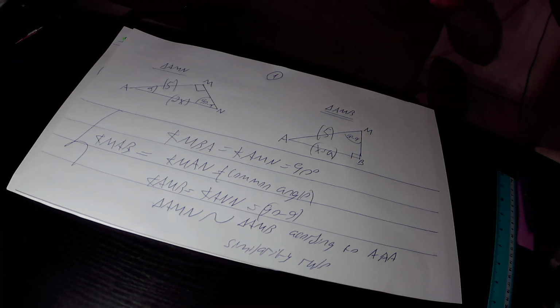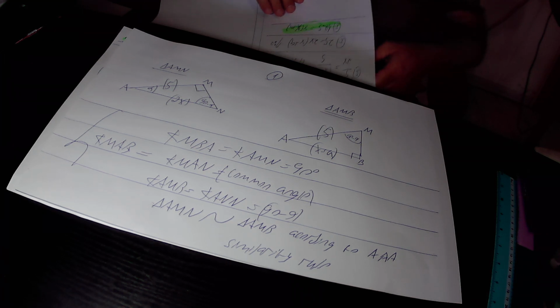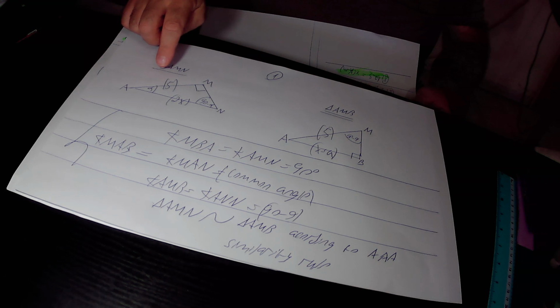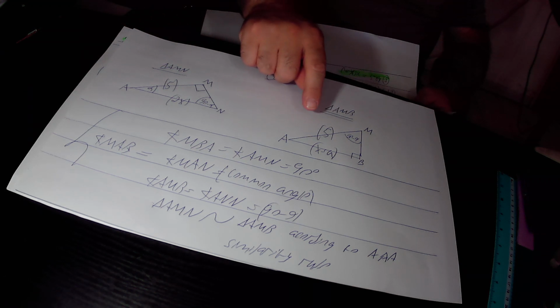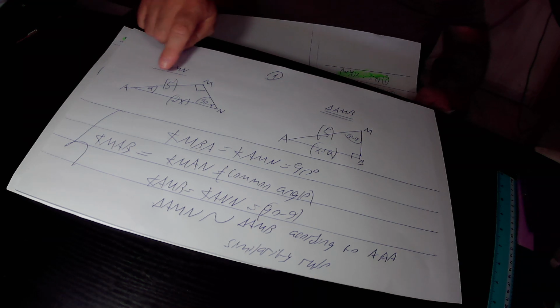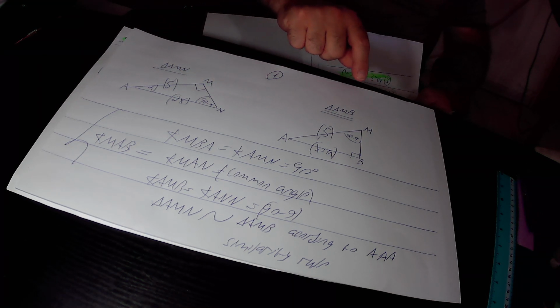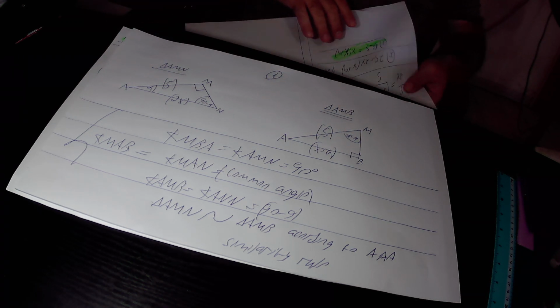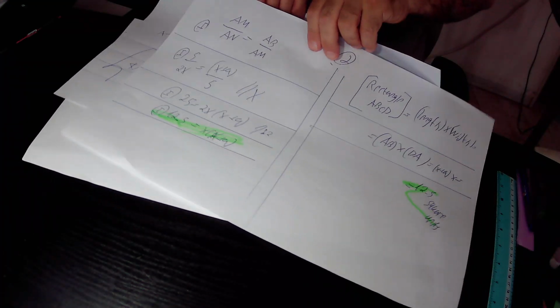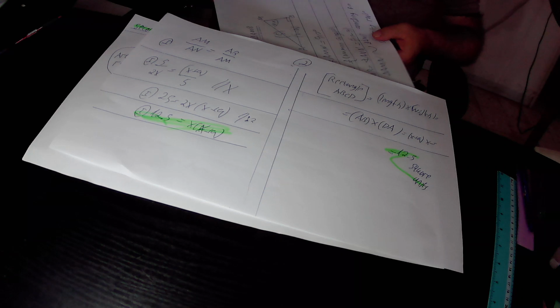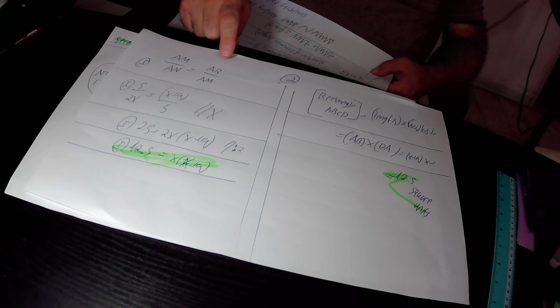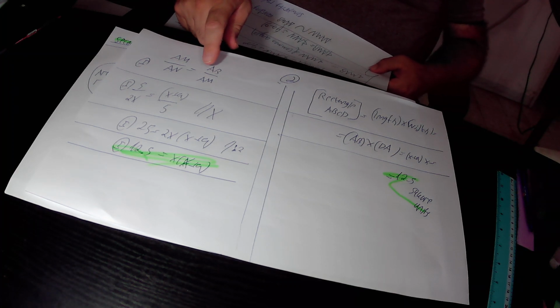And from the fact that those two right triangles are similar to each other, we will derive that the following relationship exists between their sides. We will derive that side AM of the right triangle AMB over side AN of the right triangle AMN equals side AB of the right triangle AMB over side AM of the right triangle AMN.